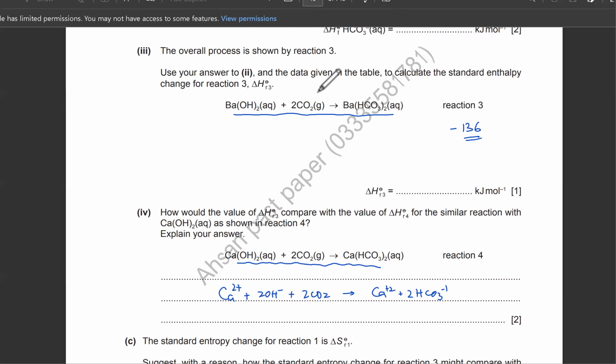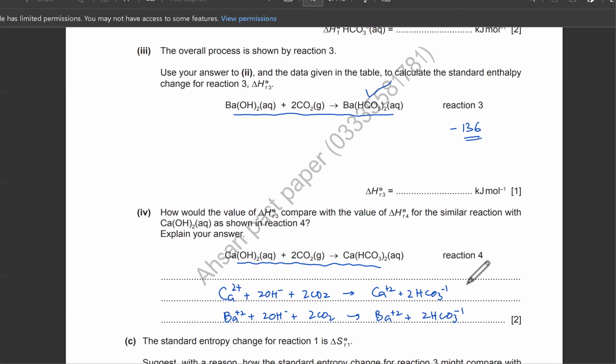And look at the first equation, barium hydroxide, that's aqueous. So that means it's dissociated. And you've got 2 OH ions. And then you've got 2 carbon dioxides. And then it's barium hydrogen carbonate. It's this one. So that is also dissociated. So it's barium ions and 2 HCO3 minus 1 ions.